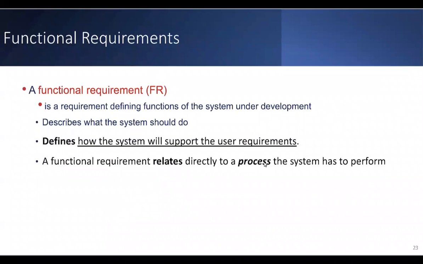The third type of requirements is called functional requirements. Functional requirements are those requirements that define the functionality of the system under development. So when you talk about anything related to the function of the system, like what the system would do, this is when we refer to it as a functional requirement. A functional requirement defines how the system will support the user requirements. It relates directly to a process which the system has to perform.